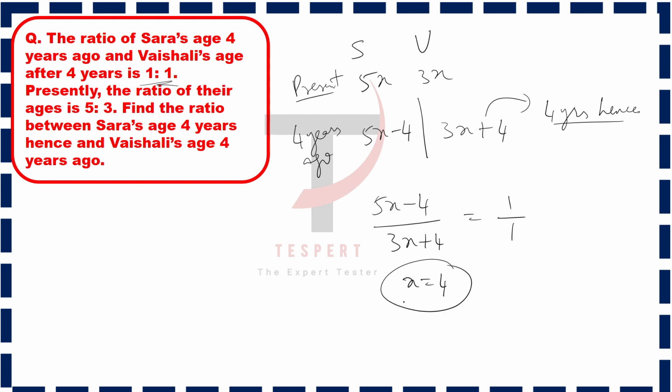Okay, and what are we asked? We are asked to find out the ratio between Sarah's age 4 years hence and Vaishali's age 4 years ago. So Sarah's age 4 years hence is 5x plus 4, that is equal to 24, and this is for Sarah. And what about Vaishali? Vaishali's age is 3x minus 4, because this is 4 years ago. Vaishali's age is 4 years ago, right? So we are taking minus 4 here.